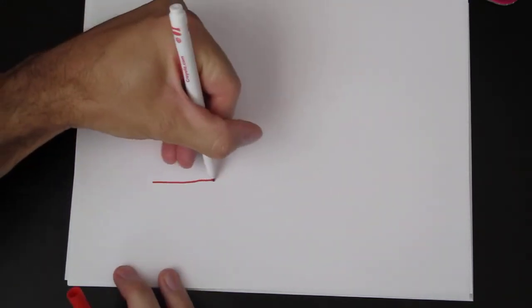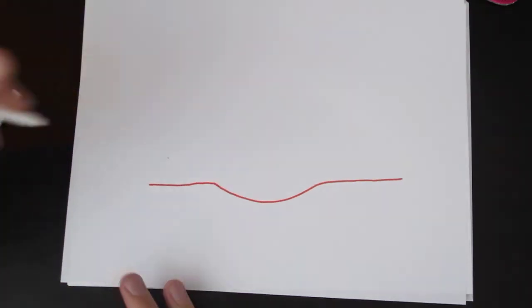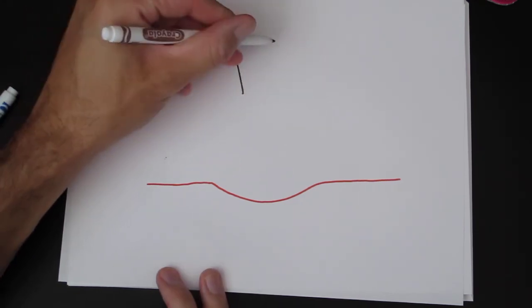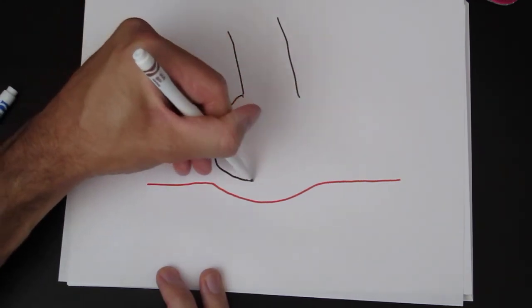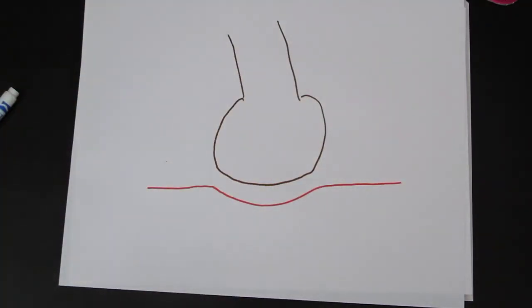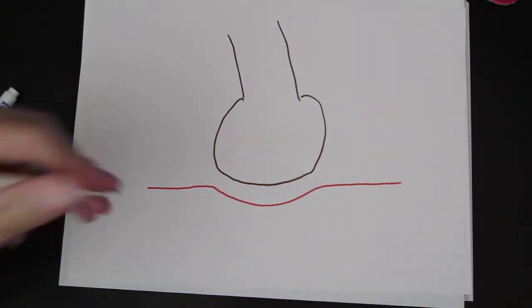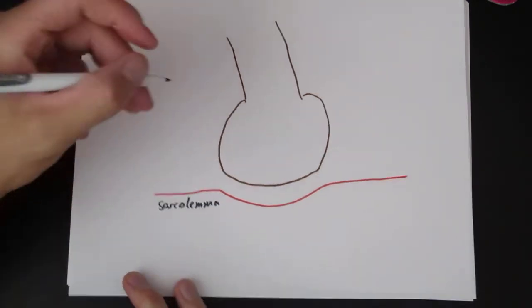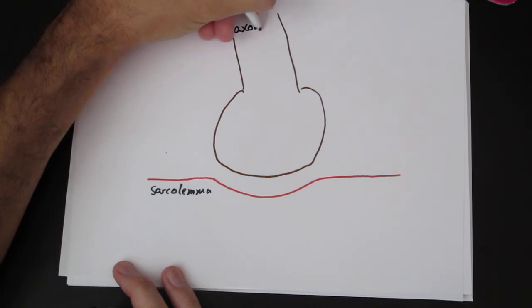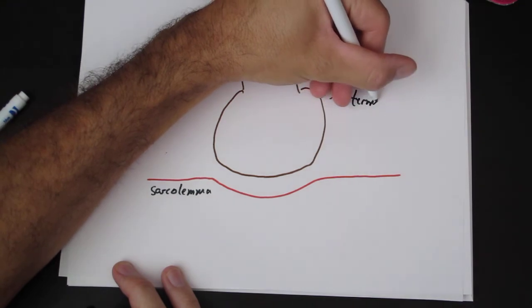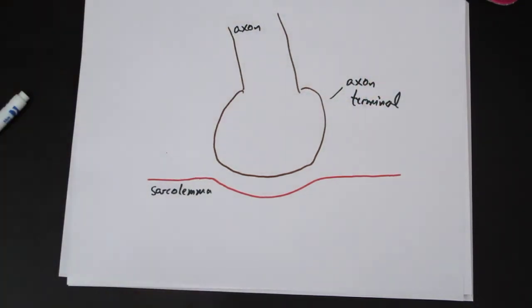So I'm going to go ahead and draw my muscle cell again right here. And I'm going to draw my axon coming in here, kind of like this. So there's my axon, and there's my axon terminal, right? This is my sarcolemma right here. This is my axon. And this is my axon terminal. So we've just simply blown up what we had in the last slide.